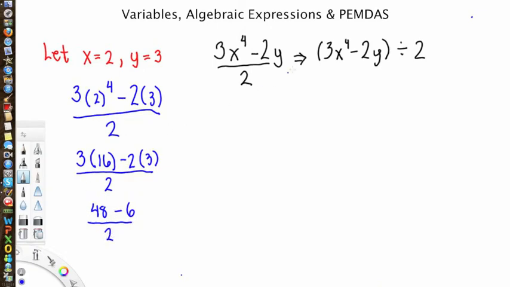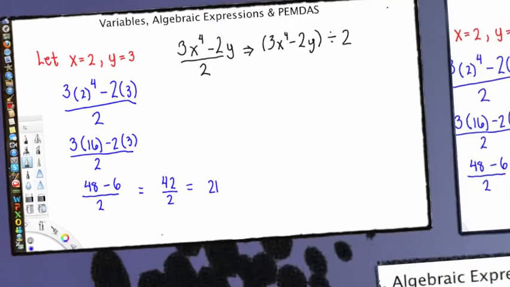Okay, we're still solving what's inside these parentheses here because we have to take care of the numerator before we can divide. Okay, so now we have 48 minus 6, which is equal to 42, divided by 2, and 42 divided by 2 is 21. And there you have it.